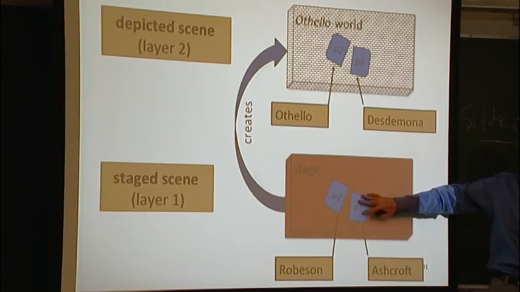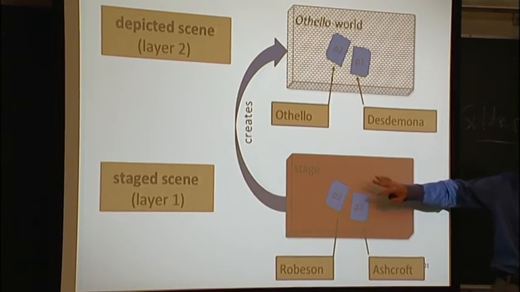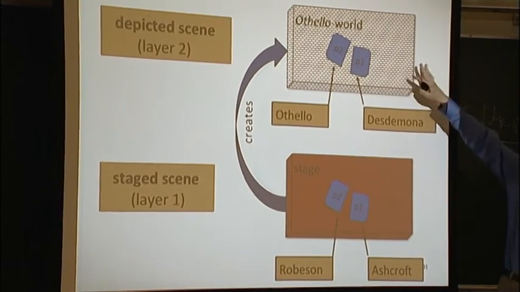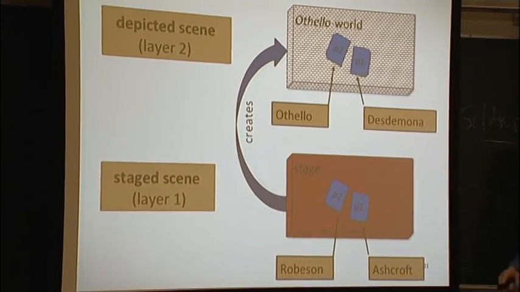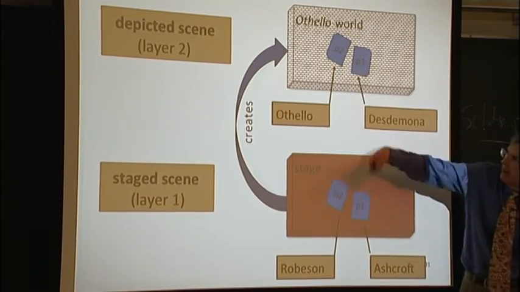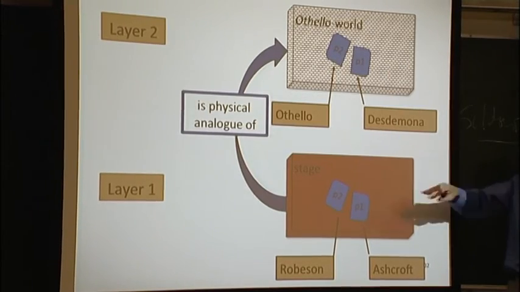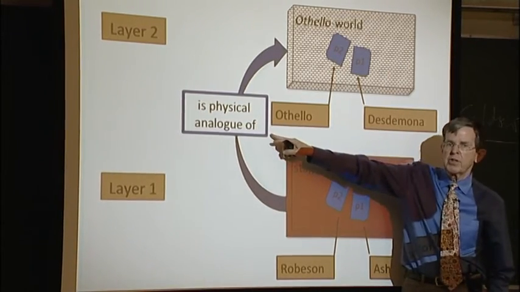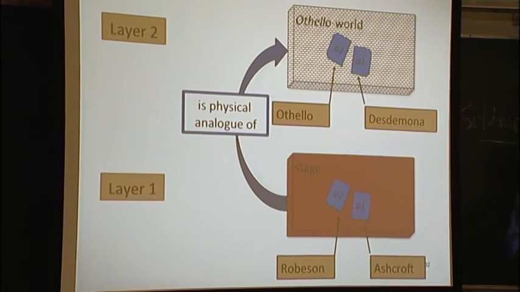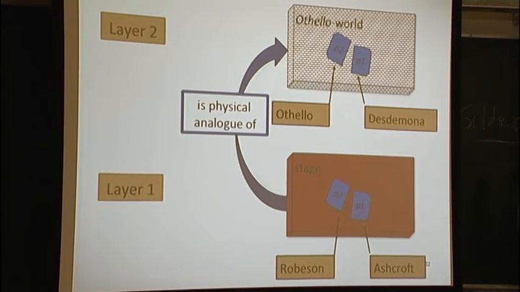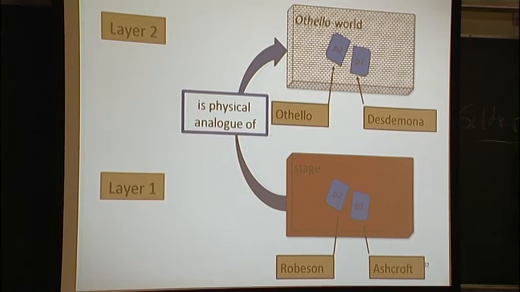This is not Othello and Desdemona. This is Ashcroft and Robeson. This up here is what's depicted. And by doing this, they're creating this thing up here. In fact, they do it by making a physical analog of it. So this is what ties it to what I was talking about on Tuesday. Depictions are physical analogs of the things depicted.